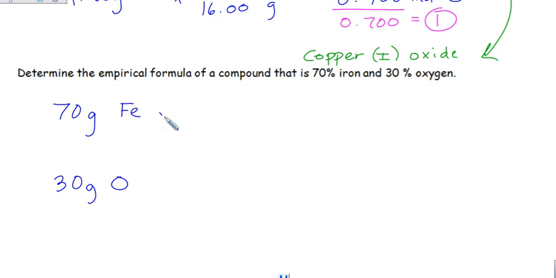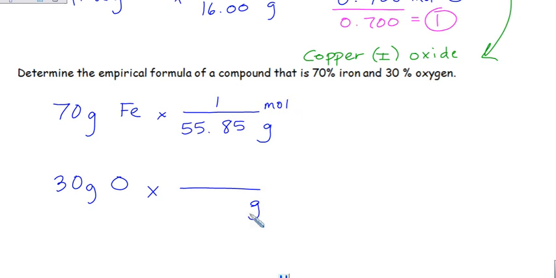I need these in moles, so we'll cancel grams, put them in moles. 1 mole of iron is 55.85 grams. And there's my oxygen again. I want moles. 1 mole is 16 grams.